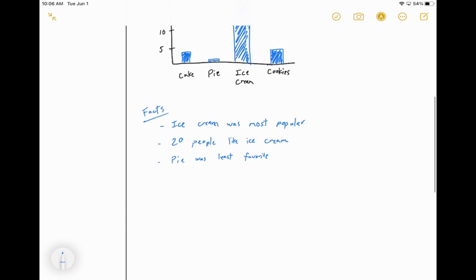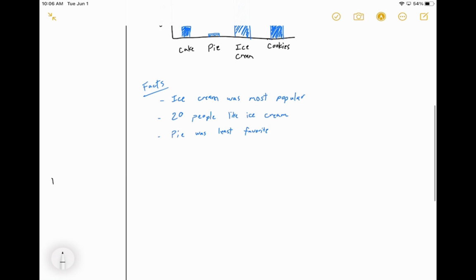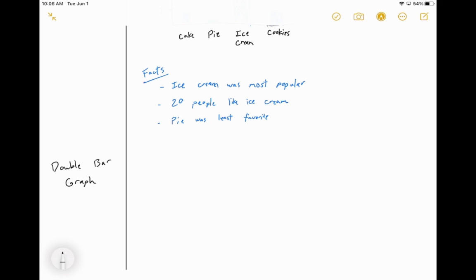Okay. There's another type of bar graph that I want to go over really quick. And that's called the double bar graph. All right, the double bar graph. The double bar graph is great for showing groups within the categories. Groups within categories.